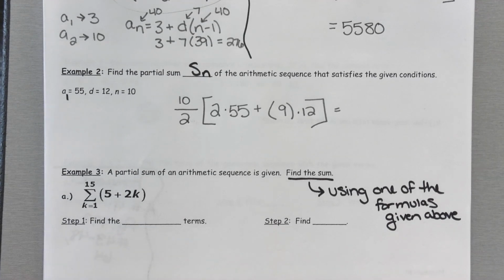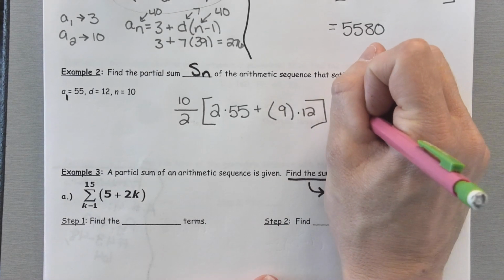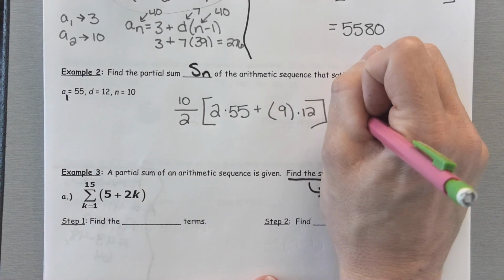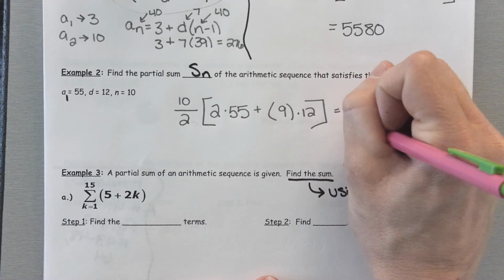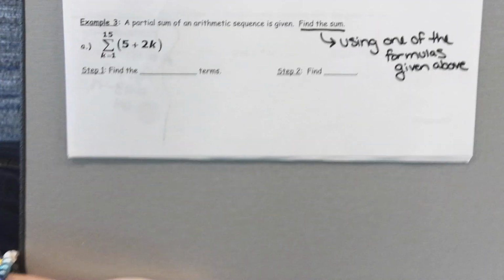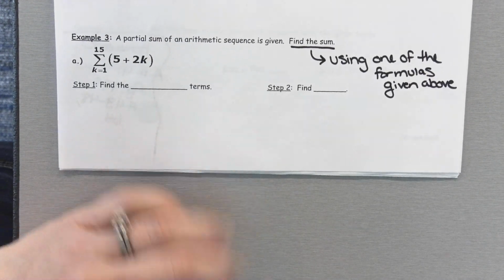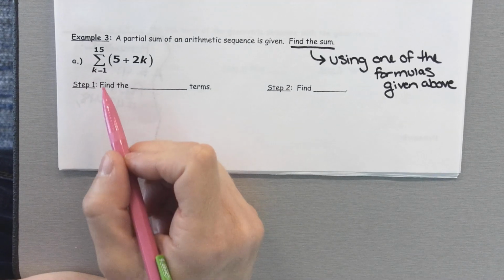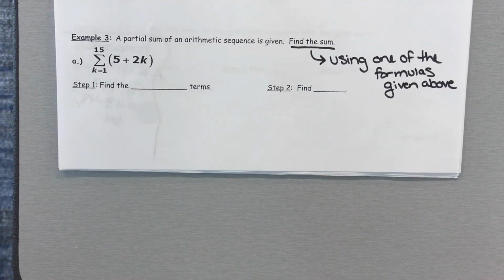Okay, what'd we get? What'd we get? Somebody had to plug it in. 1,000 what? 1,090. Perfect. Okay, now we come down to our notation down here. We've got our sigma friend. And so we're going to do the same thing. We're going to use the same formula. And again, you can use either. We'll see which one we like best. But we've got to thread this stuff out of that sigma notation.